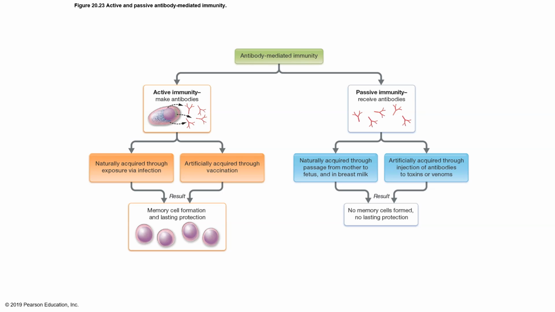Passive immunity is when you basically receive antibodies from another individual that's already produced the antibodies. It can be either naturally acquired through passage from mother to the fetus and in breast milk, or it can be artificially acquired through injection of antibodies to toxins or venoms, like snake venom antivenom. And of course, the result is that no memory cells are formed, so there's no lasting immunity, no lasting protection.